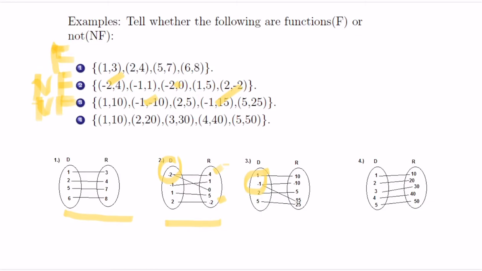And last, look at that. No two ordered pairs have the same first component. So this is our last function for this example. So only 1 and 4 are examples of functions.